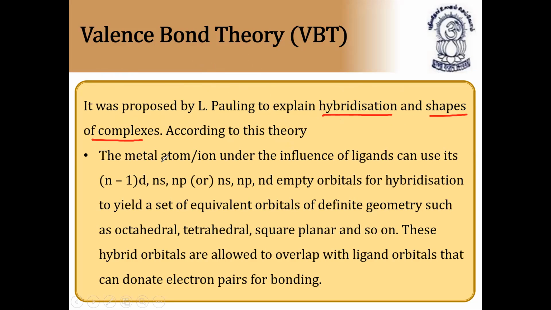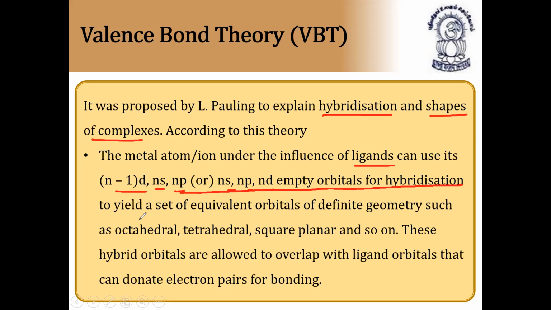According to this theory, the metal atom or ion under the influence of ligands can use its (n-1)d orbitals, ns orbital, np orbital, or ns, np, nd orbitals for hybridization. So that's why most of the transition metals form complex compounds, because they have (n-1)d, ns, np and nd empty orbitals for hybridization. This point is very, very important, children.